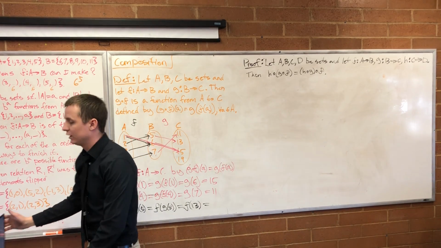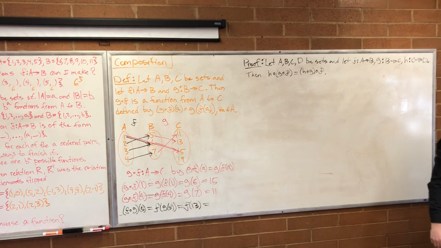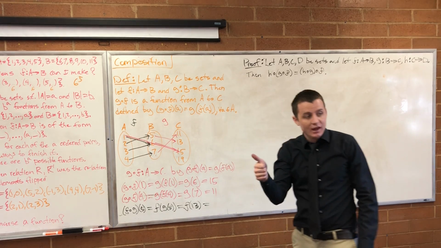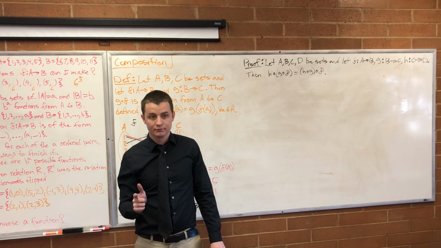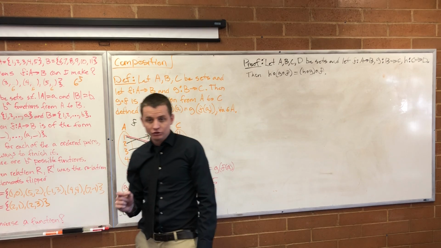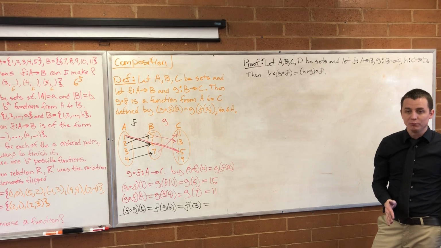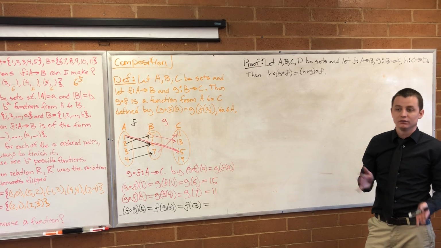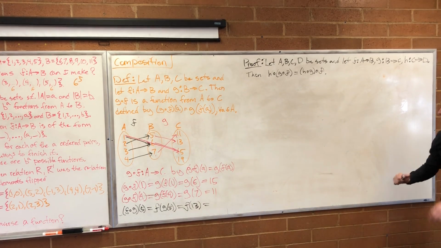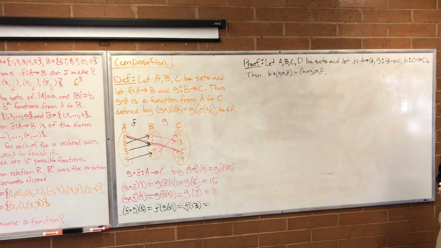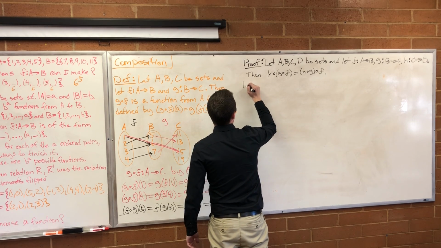In general, how do we prove that two functions are equal? Two functions are equal if they have the same domain and they map everything in their domain the same way. Does that make sense? Then the functions are equal. So when you're doing proofs where you need to show that two functions are equal, we need to show those two properties: they have the same domain and they map the same way.